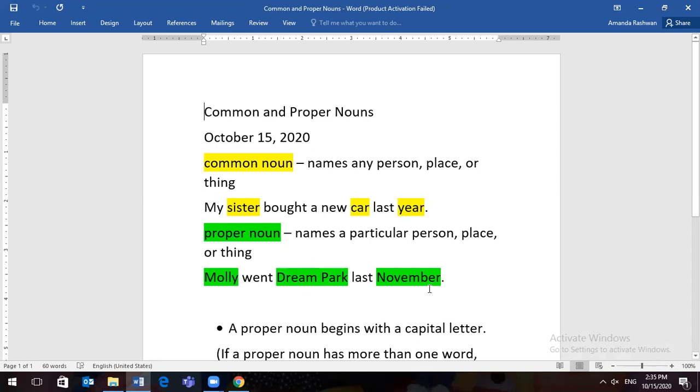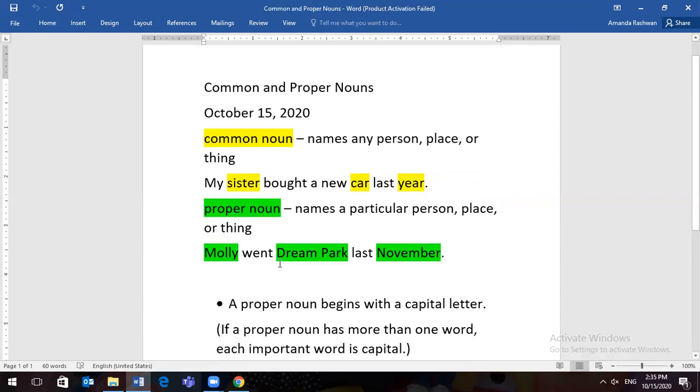Month. Month is a common noun. We could be talking about any one of the 12 months of the calendar. But once we name that particular month, November, it's a special month, and it's one in particular we're talking about, it becomes a proper noun. Notice that all of the proper nouns start with capital letters, okay? And if the proper noun is more than one word, all of the important words start with a capital letter.